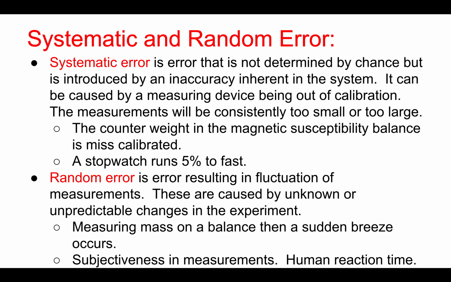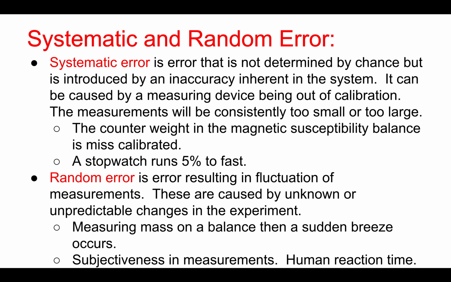Another example of a systematic error is the stopwatch running a little too fast. Random errors are something that can result in a fluctuation of the measurement. Let's say you have your analytical balance outside and it's a windy day and some breezes are going back and forth, and that adjusts your measurement.